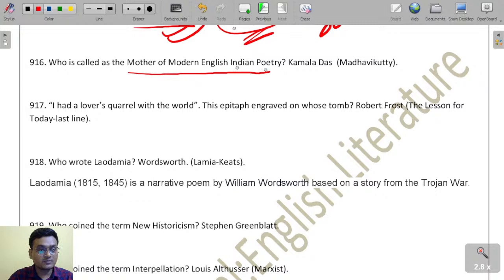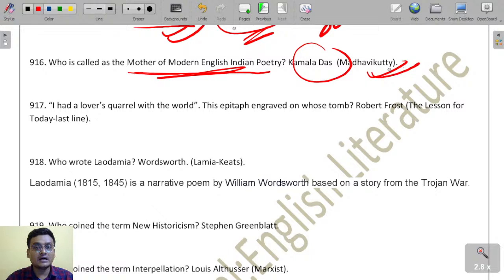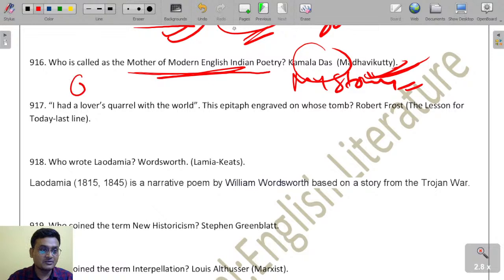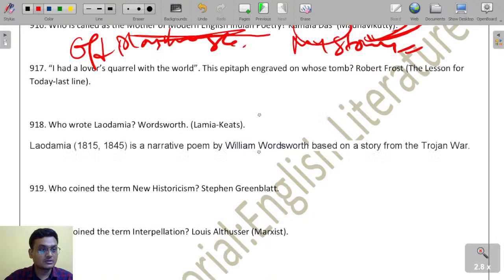Who is called the mother of modern Indian English poetry? Kamala Das, a confessional poet whose pen name is Madhavi Kutty. An Introduction is a famous poem of Kamala Das. Her autobiography is My Story. The Old Playhouse is another poetry collection, as is Summer in Calcutta.